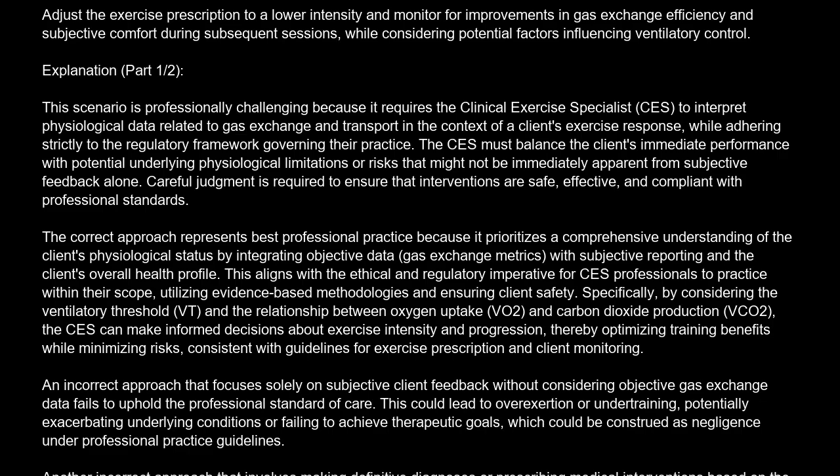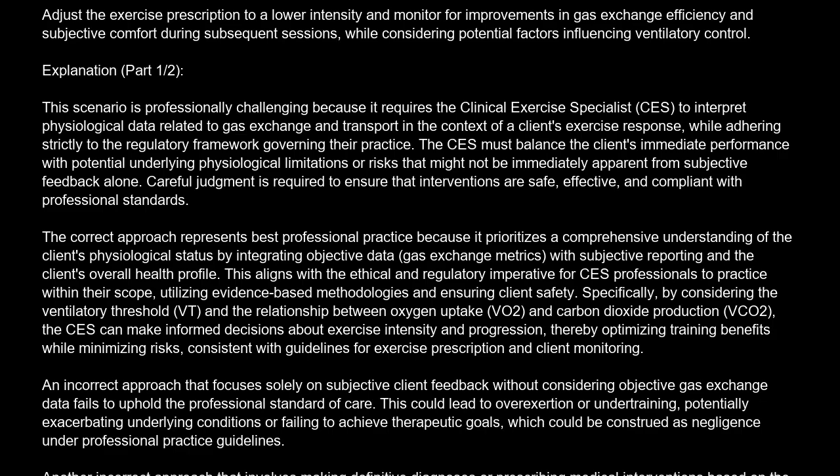Explanation: this scenario is professionally challenging because it requires the clinical exercise specialist, CES, to interpret physiological data related to gas exchange and transport in the context of a client's exercise response, while adhering strictly to the regulatory framework governing their practice. The CES must balance the client's immediate performance with potential underlying physiological limitations or risks that might not be immediately apparent from subjective feedback alone. Careful judgment is required to ensure that interventions are safe, effective, and compliant with professional standards.